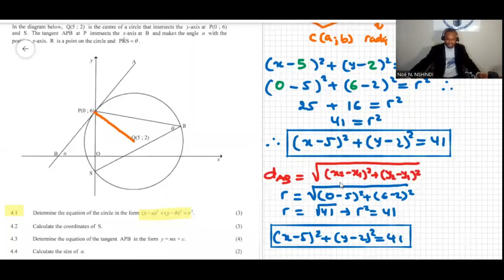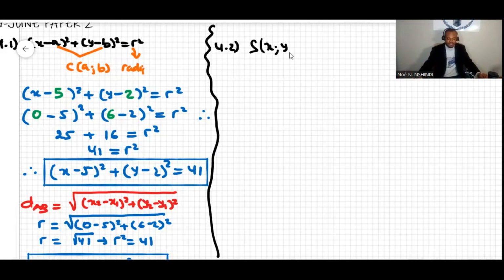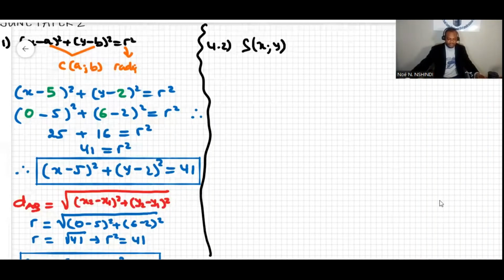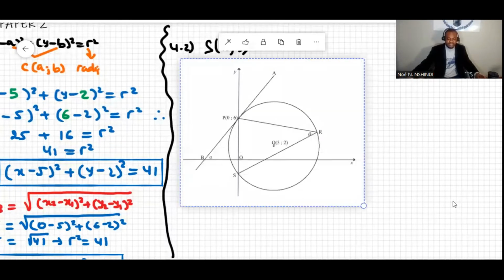All right, I'm going to write the question over here. Let's move my board over here, then split the board like this. Okay, now we're doing question 4.2. We're looking for the coordinates of S. It has an x and y coordinate. Now, let's first put the same diagram over here so we can see. So now you see the same diagram.